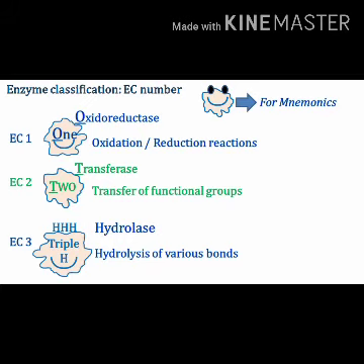Enzymes are classified into 6 groups. Here EC numbers are given. EC stands for enzyme commission. The first group is oxidoreductases or dehydrogenases. These are enzymes which catalyze oxidoreduction between two substrates. The second group is transferases. These are enzymes catalyzing the transfer of a group. The third group is hydrolases. These enzymes catalyze hydrolysis of ester, peptide, glycosidic, C-C, C-halide and P-N bonds.